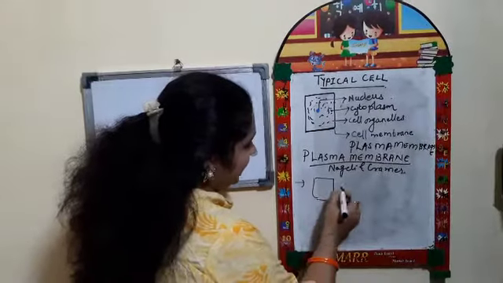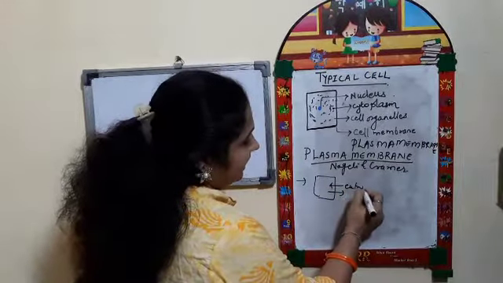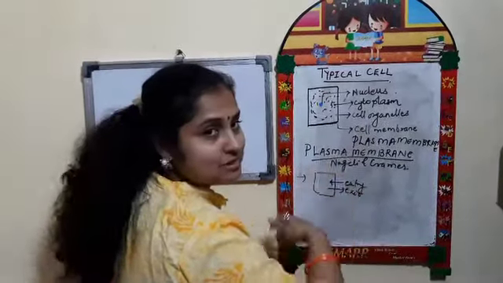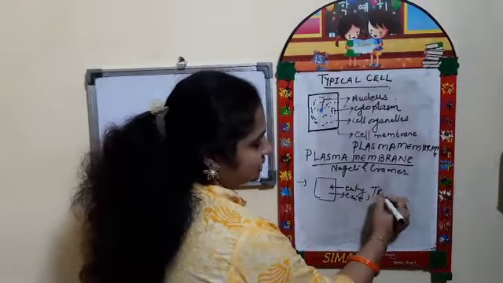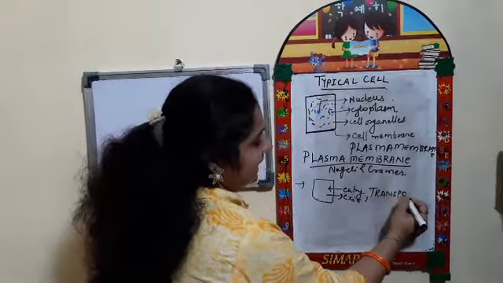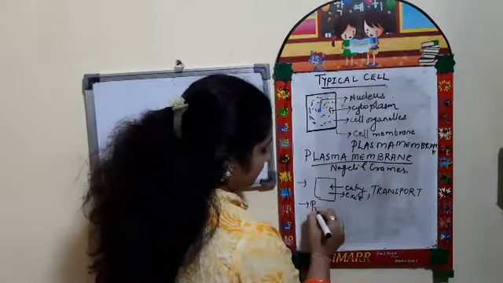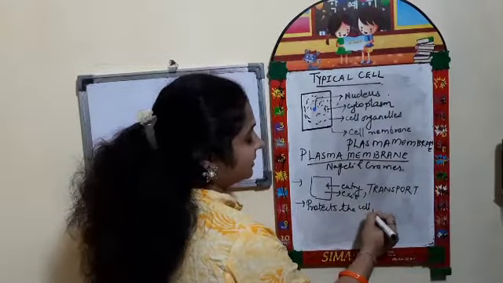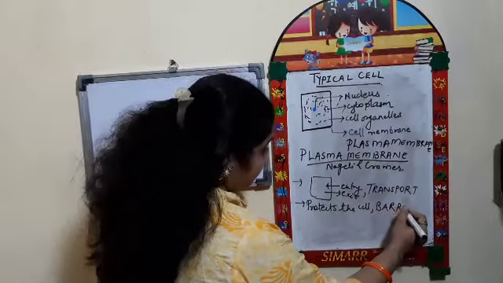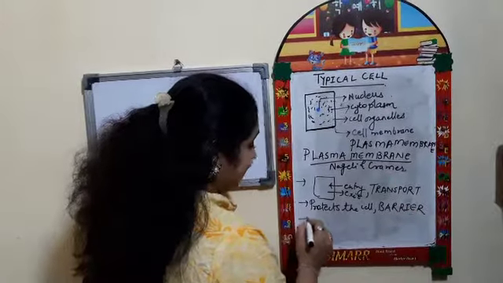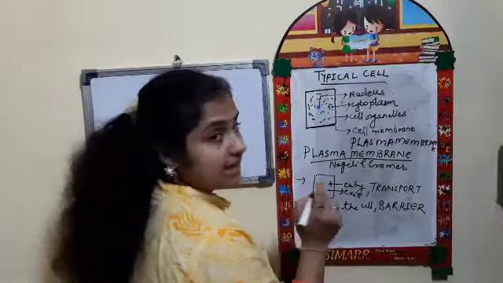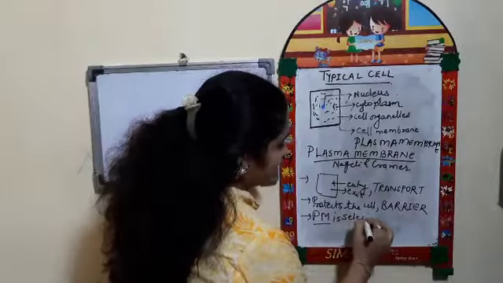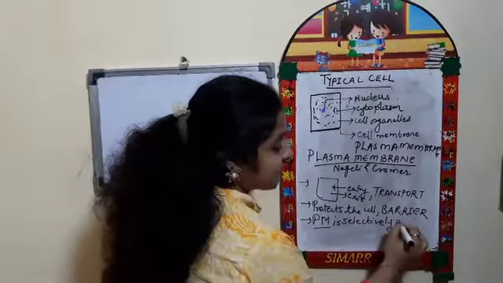After that, we should know its function. It helps in the entry and exit of anything that has to be moved inside and outside. So it helps in the transport of materials, and it protects the cell because it acts as a barrier. We need to know that the plasma membrane is a selectively permeable membrane. It acts as a filter.